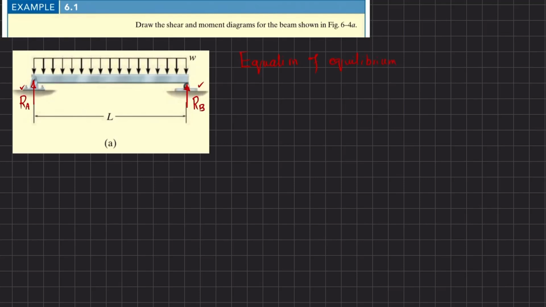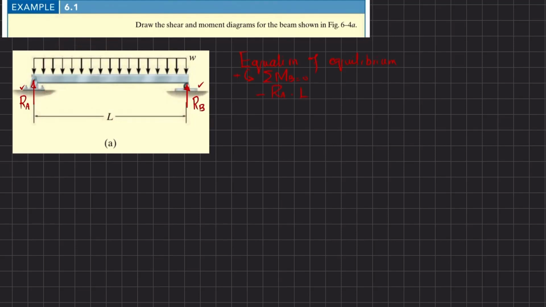The first equation of equilibrium is that the sum of all moments about point B is equal to 0, taking the counterclockwise moment as positive. The first moment is due to force RA with perpendicular distance L, producing a moment about point B, and this is clockwise. So I will write minus RA into L.